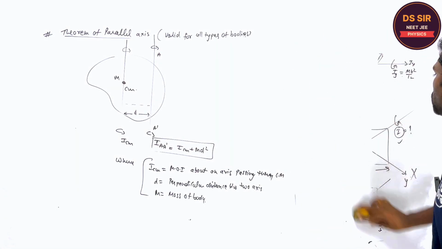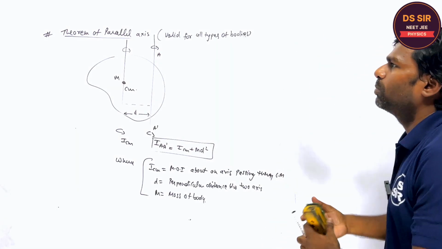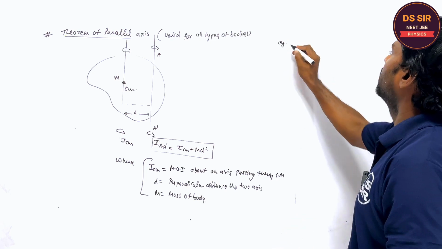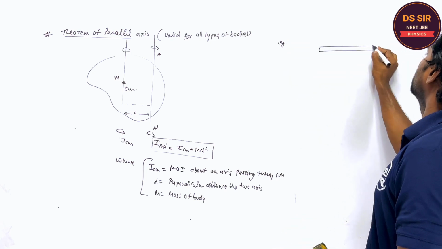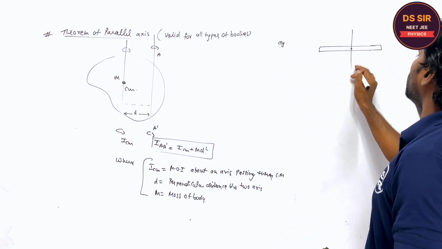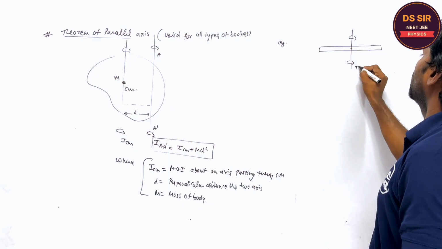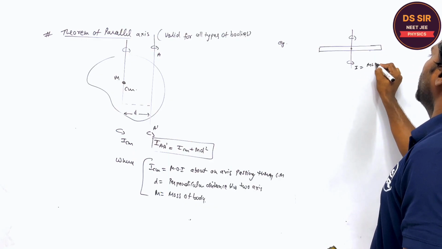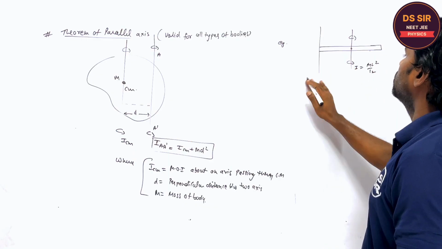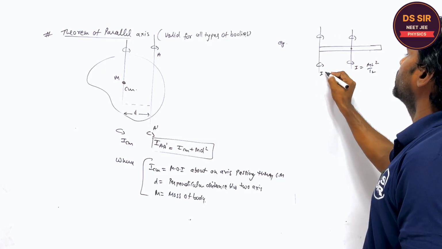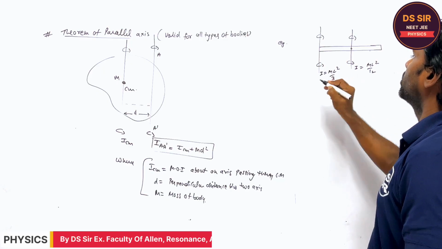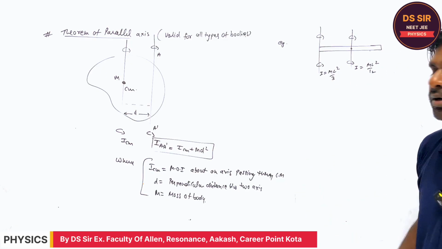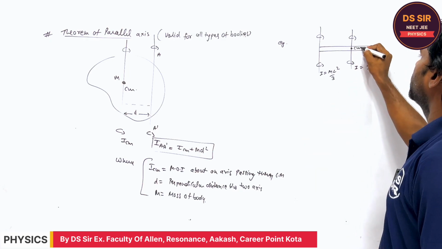So we can do some questions based on the theorem of parallel axis. For example, consider the rod, this is the linear object. Do you know what is the moment of inertia of the rod about this axis? Say ml square by 12. About this axis, what is the moment of inertia? Say ml square by 3. Do you remember this or not? Yes, this is the center of mass.